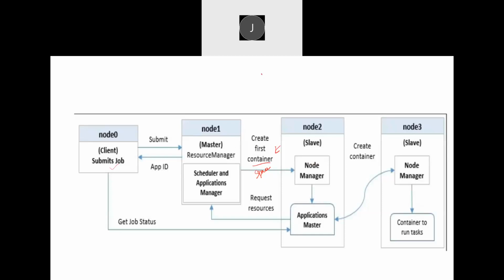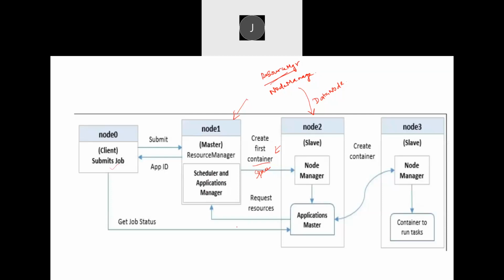Then again, the resource manager and node manager I told you about, right? Two processes are running, the resource manager and the node manager. The resource manager will be running in the master node, and the node manager will be running in the slave nodes, which are nothing but the data nodes. The node manager will accept the request sent by the resource manager, and the scheduler will do other activities.